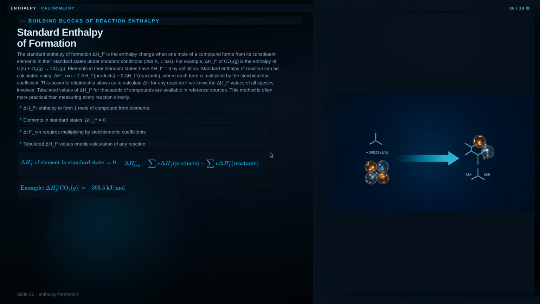The standard enthalpy of reaction can be calculated using the formula delta H naught of reaction equals sum of coefficients times delta Hf naught of products minus sum of coefficients times delta Hf naught of reactants. This powerful relationship allows us to calculate delta H for any reaction if we know the delta Hf naught values of all species involved. Tabulated values of delta Hf naught for thousands of compounds are available in reference sources. This method is often more practical than measuring every reaction directly.